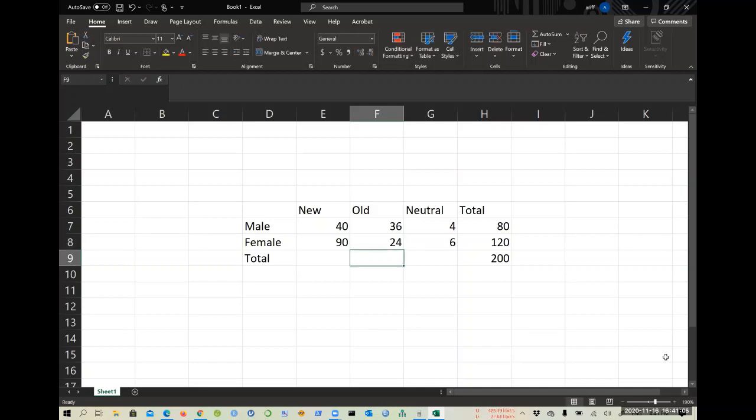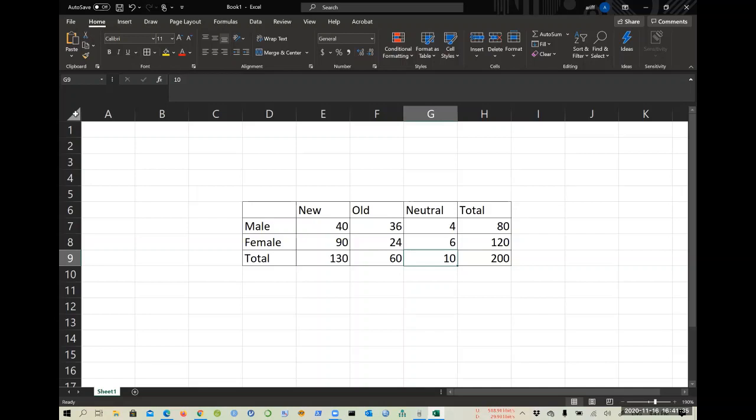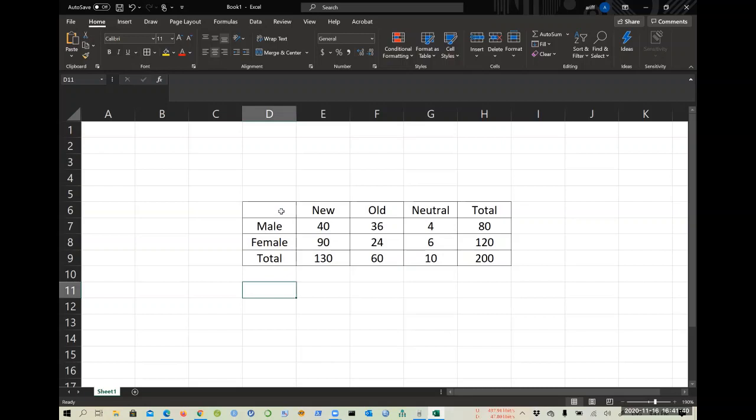Okay, so add these values together: 40 plus 90, you get 130. 36 and 24, you get 60. And then this one you get 10. Okay, so this will be your contingency table. If you want, you can create the borders, and let me just give everything centered. So this will be your table.